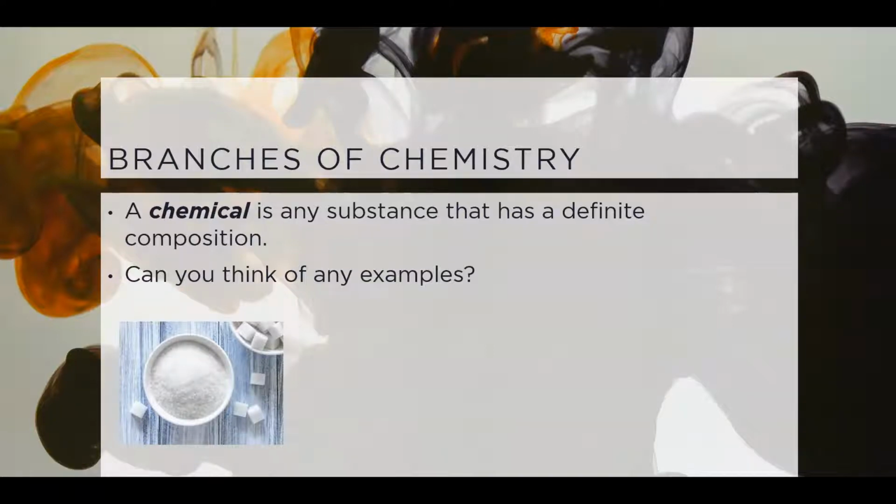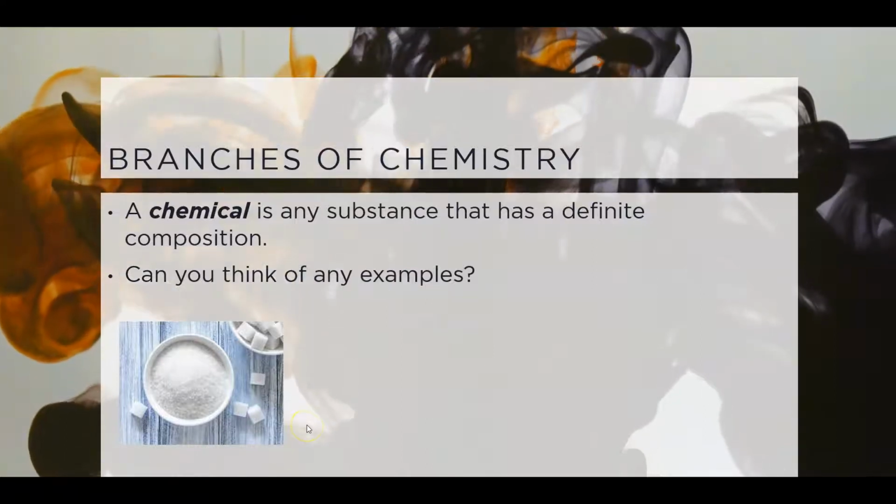So a chemical is a substance that has a definite composition. To say something is chemical free, it's hard to imagine anything that would be chemical free, because just about everything we can think of has that definite composition. So it really means it's not containing harmful chemicals or something like that.